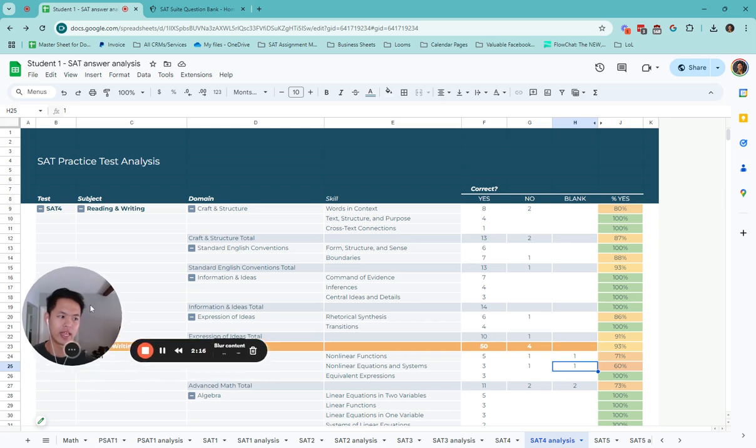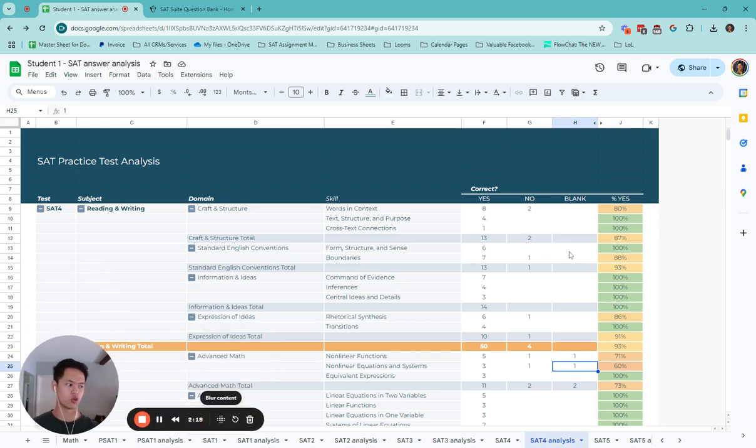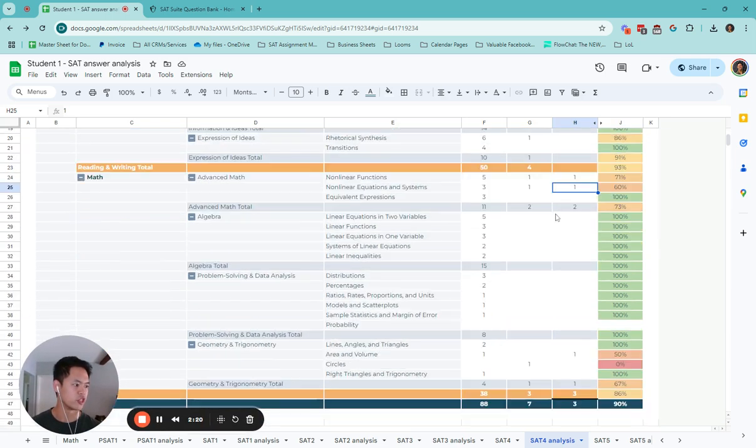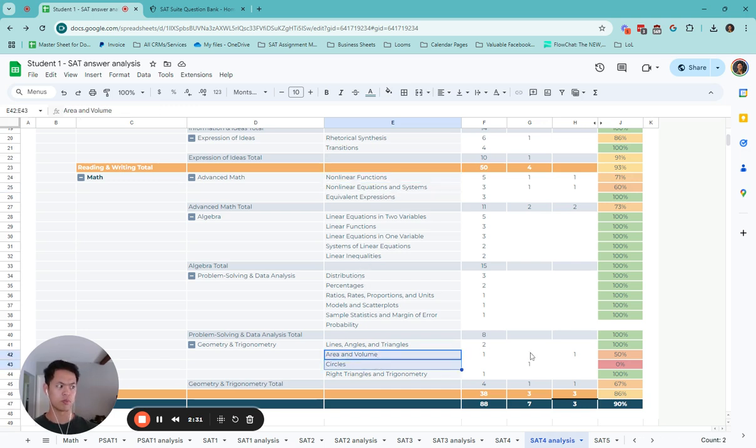But let me give you an example of one of the students that I just worked with. Obviously, we have some issues. Let's look at this math example for a minute. We see we need help with nonlinear functions, nonlinear equations, and most importantly, areas and volume and circles. Those are some big areas right there that we need the most help in. But the problem with the Blue Book is that it doesn't actually tell you these things. That's why it's so hard for most people to study, because the Blue Book doesn't tell them these things.